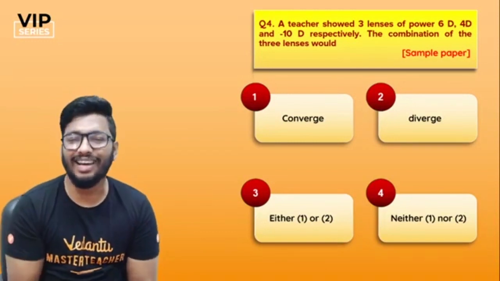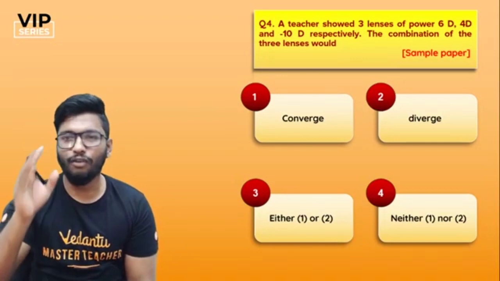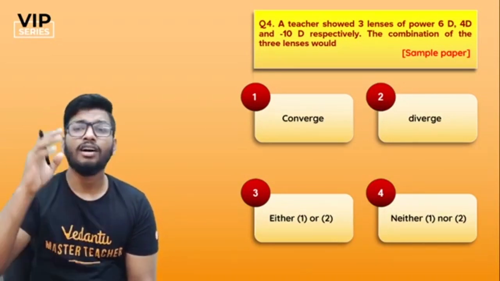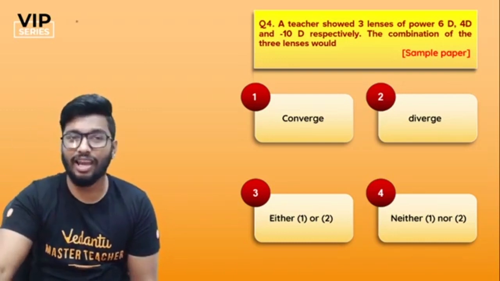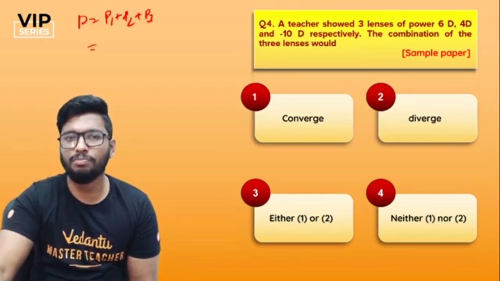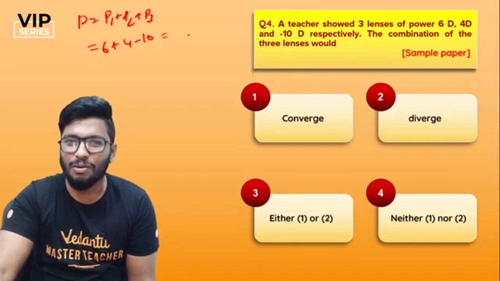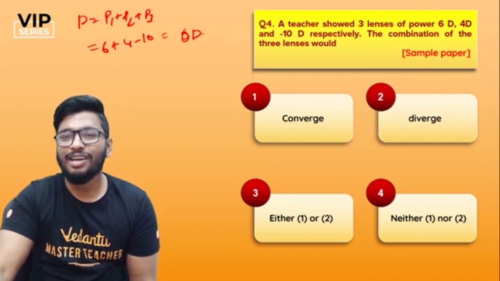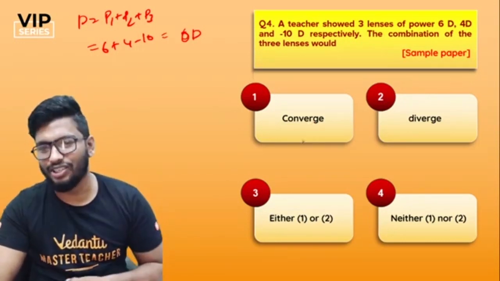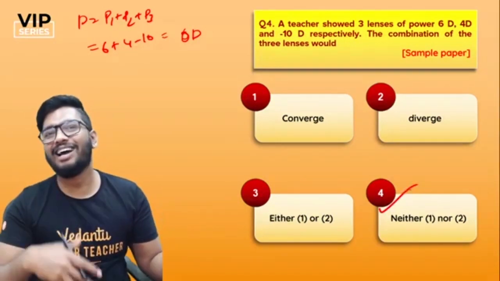All right. The fourth question, guys, another easy question. A teacher showed 3 lenses of power: 6 diopter, 4 diopter, and minus 10 diopter. The combination of these 3 lenses would be what? So again, P is equal to P1 plus P2 plus P3. P1 is 6, P2 is 4, and P3 is minus 10. So that's going to be 0 diopter. It cannot be converging because it's 0, and it cannot be diverging. So what would be the answer? Option number 4, guys. It's neither diverging nor converging.